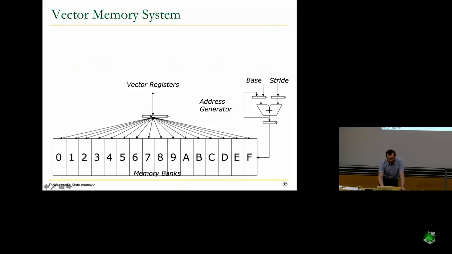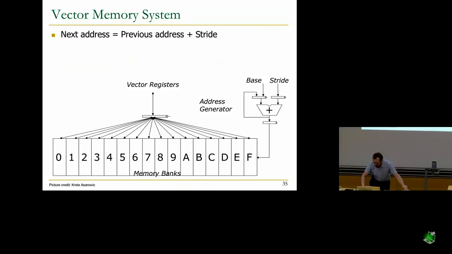Let's take a look at how we compute the address. As I showed you earlier in this picture, it's very simple. Next address is the previous address plus the stride. So you basically first supply the base address. And in the first cycle, you generate base plus stride and supply it to the memory system. In the next cycle, you generate the next address. You take the next address plus the stride. In the next cycle, you take the next address plus the stride, next address plus the stride. That's how you can generate the addresses in consecutive cycles. It's very simple because you know the stride.